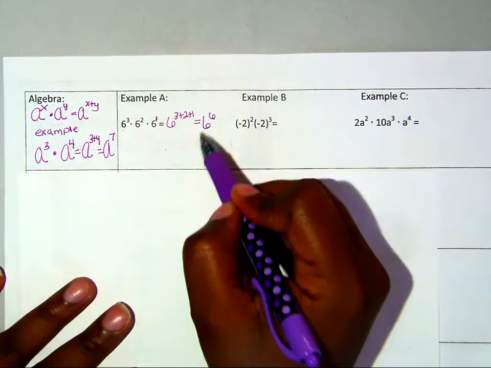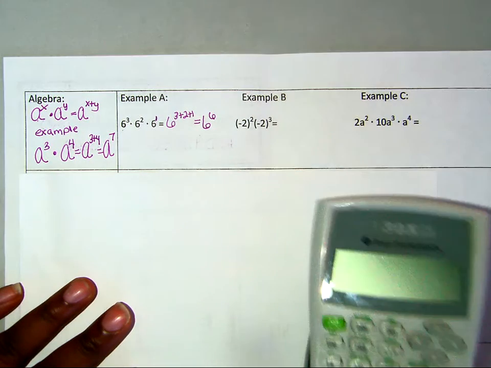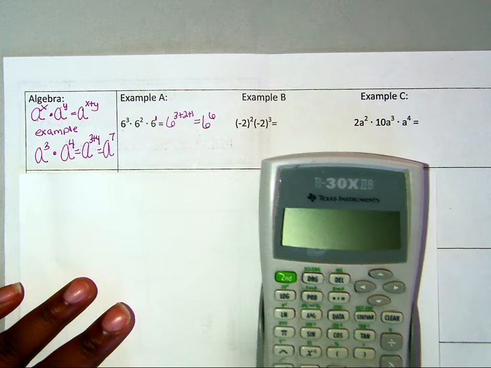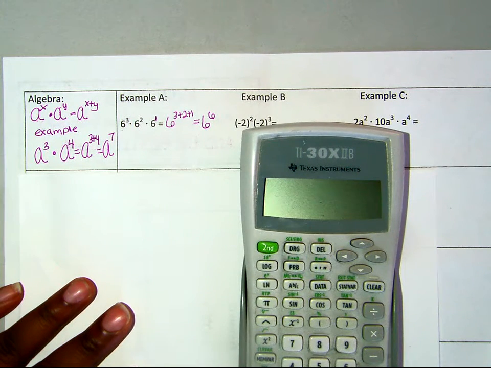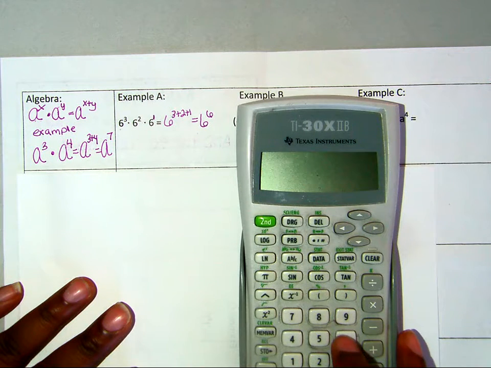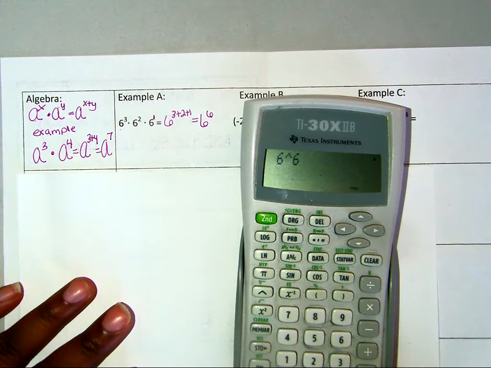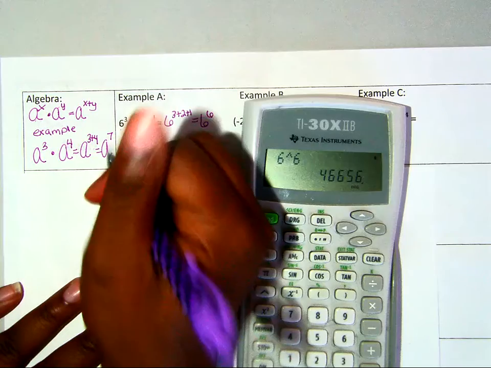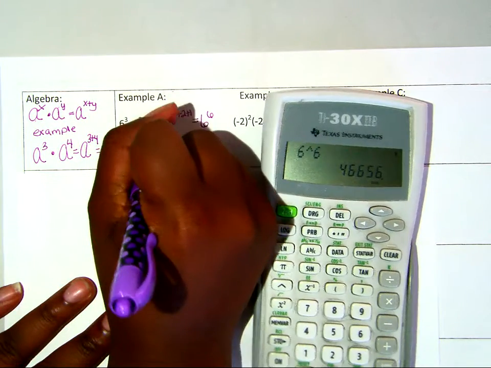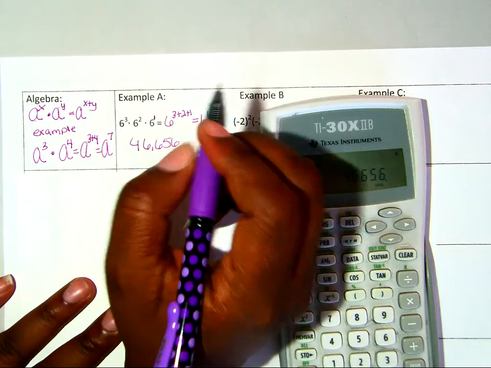From there, you would solve this problem. So, in your calculator, you will put 6. Push your caret button. It's to the 6th power equals. So that would have been my answer. 46,656. Okay.